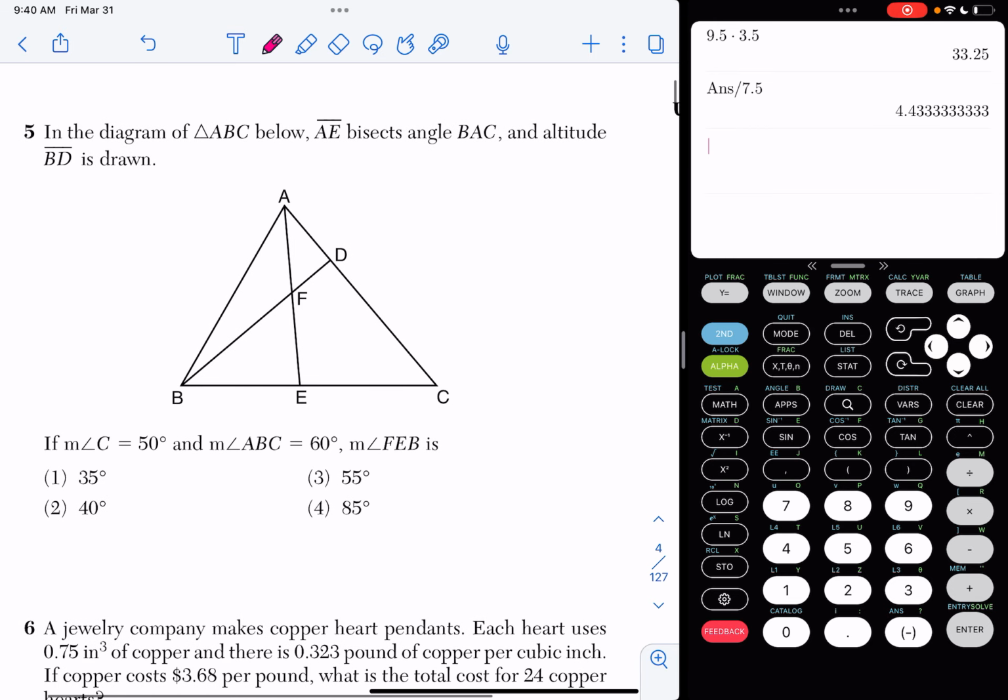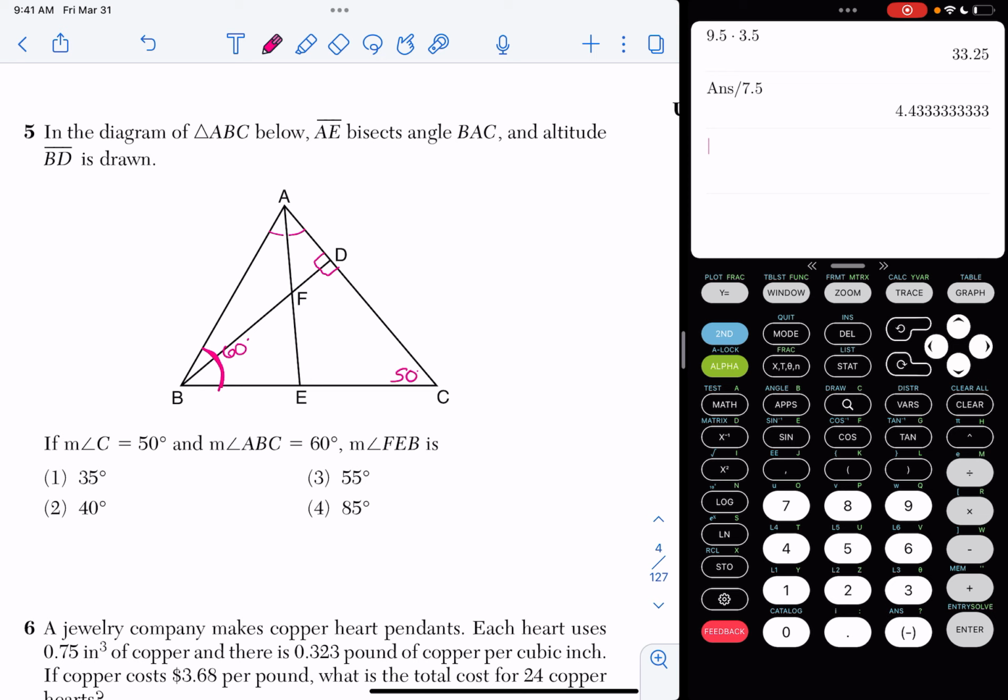All right, number 5, in the diagram of triangle ABC below, AE bisects angle BAC. I'm going to just mark that off up here, that these two angles are congruent. And altitude BD is drawn. And altitude is a line segment that forms right angles, so I'm going to put the little right angle markings in there. If angle C is 50, and angle ABC, so this whole big angle here, is 60, we want to find the measure of angle FEB.